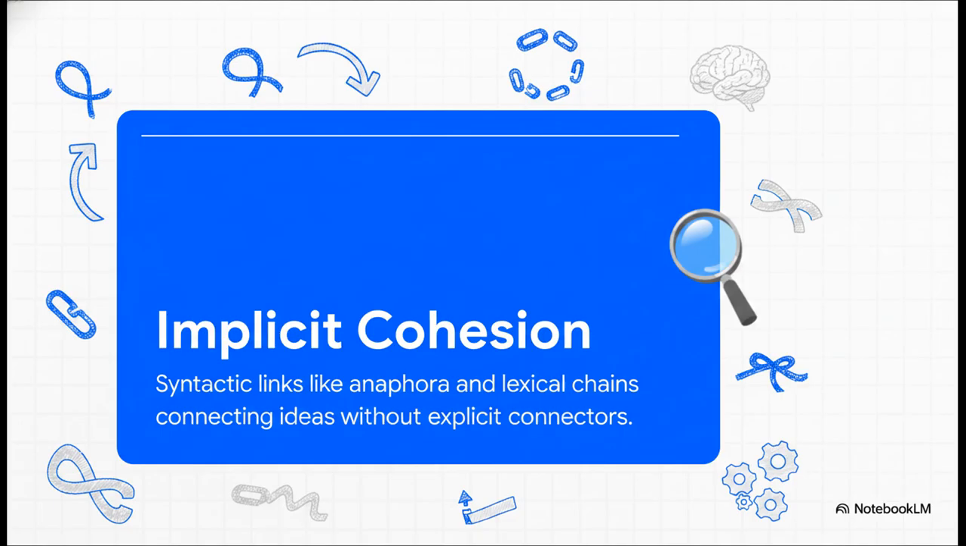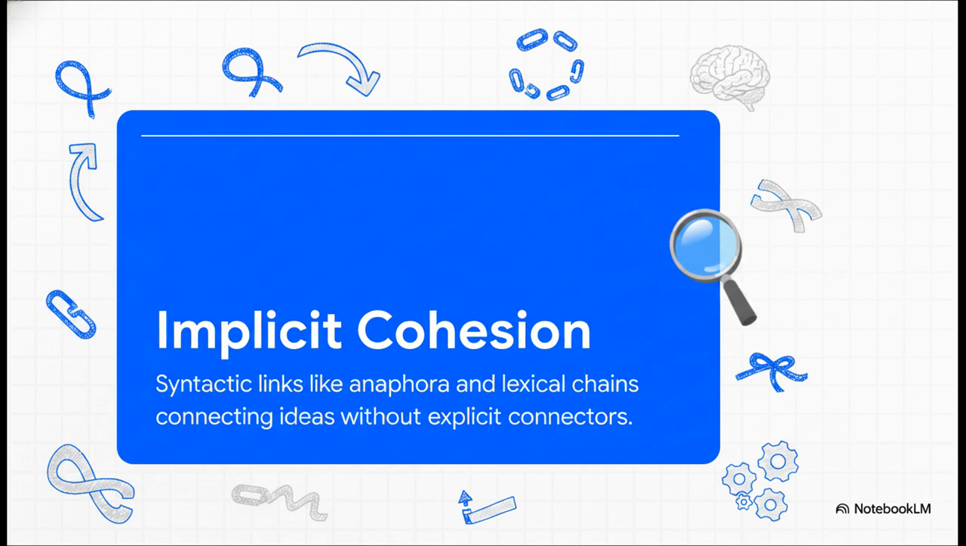So what's actually happening under the hood here? Coreference and implicit cohesion are precise syntactic mechanisms. They include things like anaphora, which is just referring backward in your text, and cataphora, which means referring forward. We also use substitution and really elegant lexical chains. These tools link your ideas implicitly across sentences, and they do it without those repetitive explicit connectors.